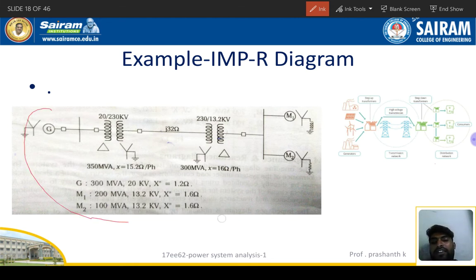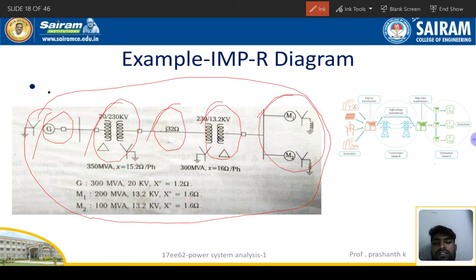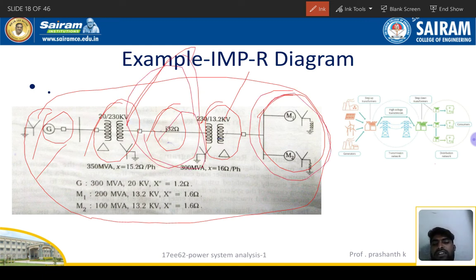I have taken this one example. This one is the generating station, and the next one is a transformer. Transmission lines will be there, and a distribution transformer, and this is the utilization. See, it covers the overall power system, right? This part is generation, these two are distribution, and this part is transmission. Transmission lines will be there, and then this is the utilization, the consumer side, right? This is a single line diagram of power system components.